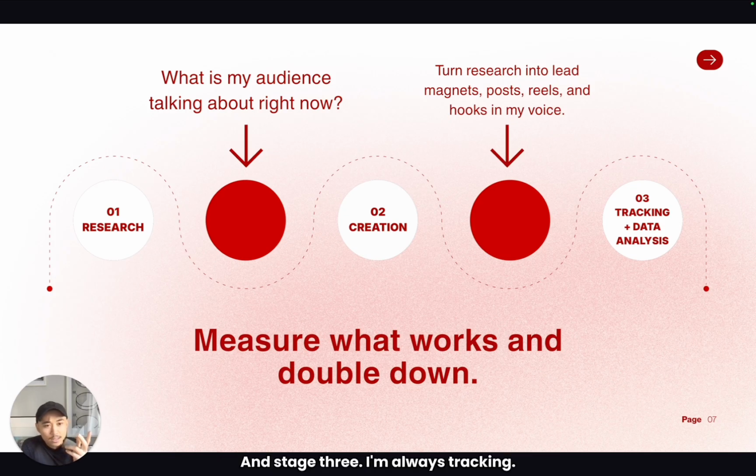And stage 3, I'm always tracking. I'm always looking at the patterns and what is or isn't working. So I rotate a few types of content every single week, and then I just track it. What is working?